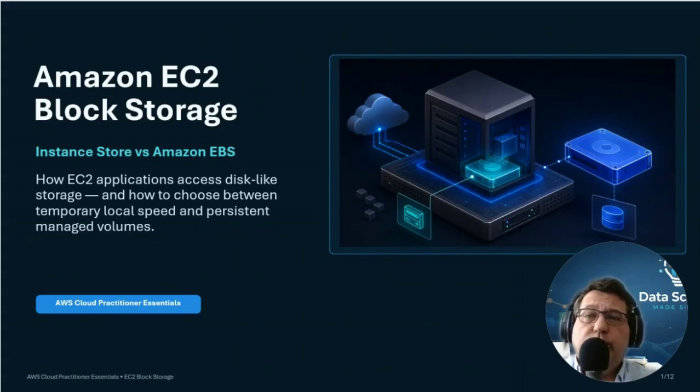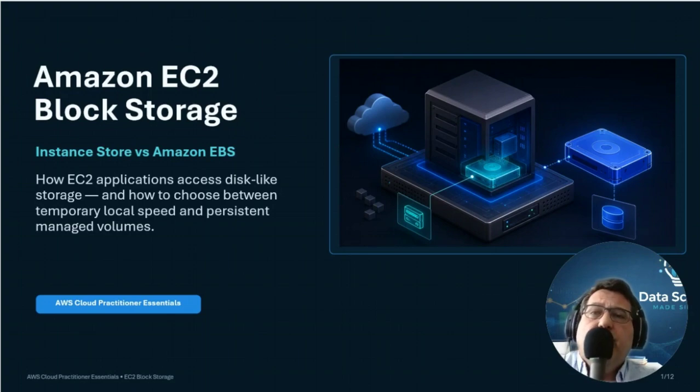In this lesson, we are going to focus on how Amazon EC2 instances store and access data. More specifically, we will compare two block storage options associated with EC2, Amazon EC2 Instance Store and Amazon Elastic Block Store, commonly known as Amazon EBS. Although both provide block level storage, they serve very different purposes.